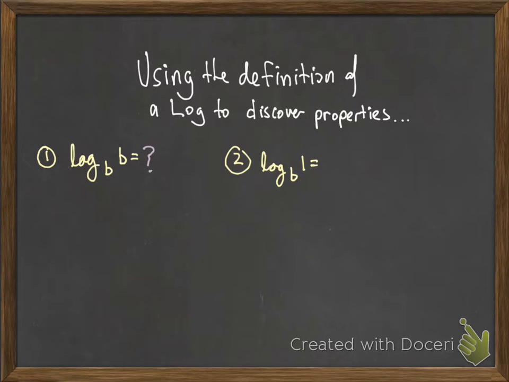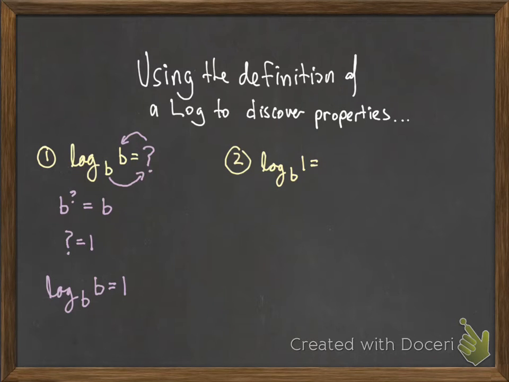For right now, I'm interested in what that is always going to equal. So rewriting this, b to some power, the question mark, equals just b. In this case, if we have the statement that b is going to equal b, then it makes sense that the question mark is just going to be 1. So we can show that log base b of b is always going to equal 1.